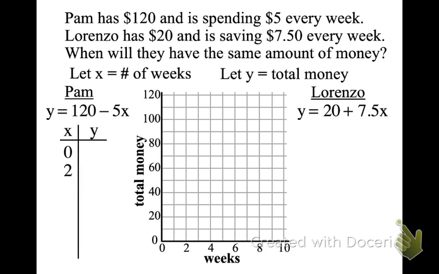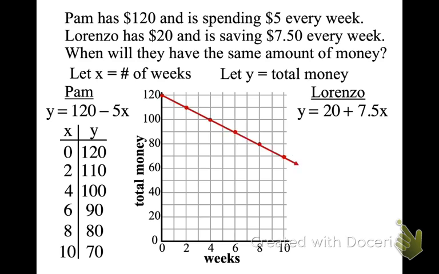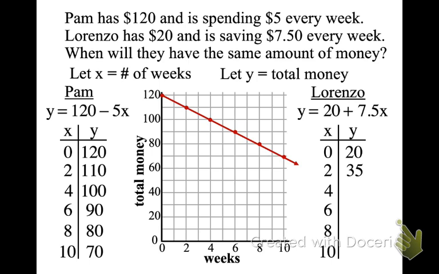So when X is zero, how much do I have in my account? 120. When X is 2? 110. When X is 4? 100. When X is 6? When X is 8? Okay, 80 and then 70. Do the same thing here. I want to graph it and draw the line. Do another table. When X is 0, what is it? 20. When X is 2, 35. When X is 4, and we graph it.